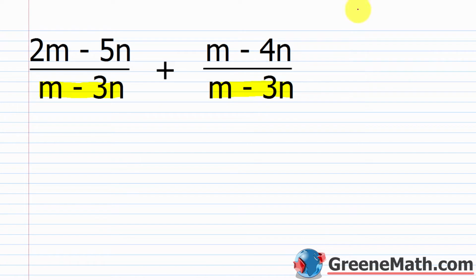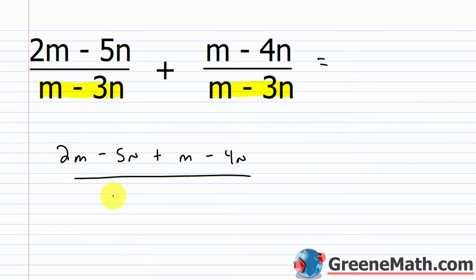So we're just going to leave that as it is, and we're going to add the numerators. So the numerators, we have 2m minus 5n plus m minus 4n over, again, that common denominator of m minus 3n. So just combine like terms here. So 2m plus m is 3m. This is 3m. And then negative 5n minus 4n is negative 9n. And this is over m minus 3n.